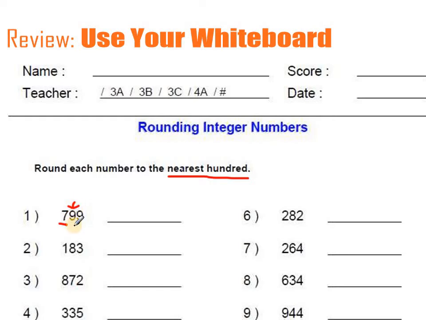And now I'm thinking about the 9 in the tens place. I know that it's 5 or greater. This 9 is greater than 5, so that means I'm going to round up, and that 7 becomes an 8. And the song tells me that after I do that, everything to the right becomes a 0. So let's do another one.